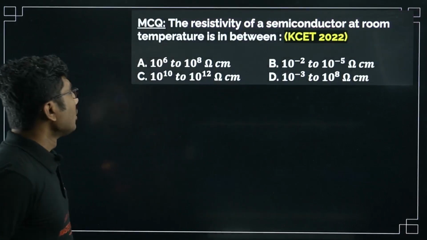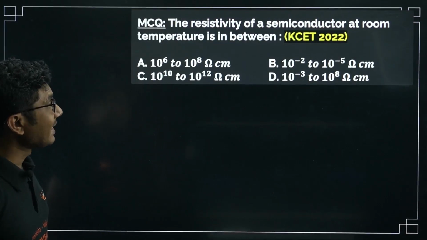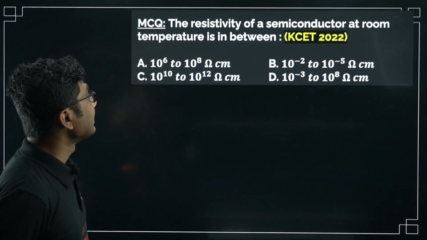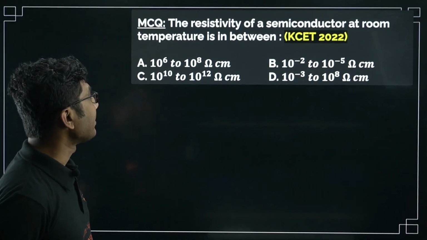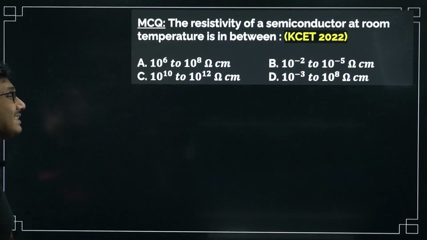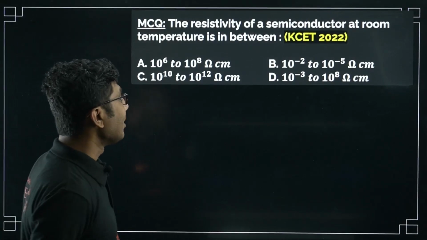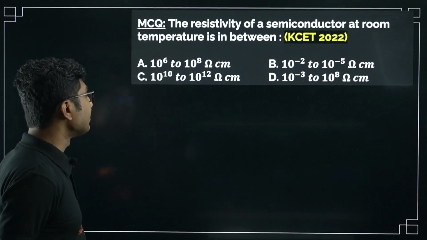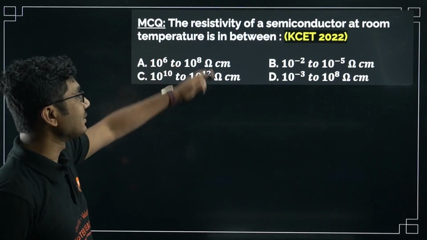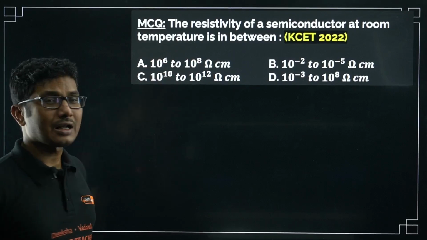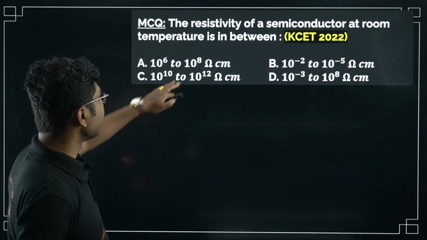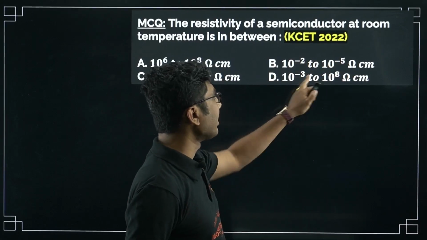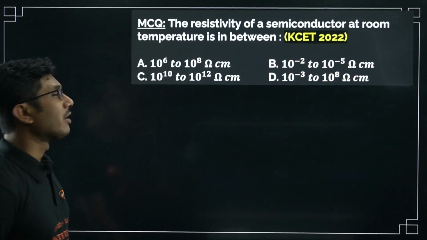So let's see one question from KCET 2022. This type of question is very much expected. The resistivity of a semiconductor at room temperature is between. So they asked for resistivity, not conductivity. One option is 10 to the power of minus 2 to 10 to the power of minus 5, another is 10 to the power of 6 to something higher. If this is very high, it means they are insulators. This is also an insulator. Another option is 10 to the power of minus 2 to 10 to the power of minus 6, or 10 to the power of minus 3 to 10 to the power of 8 ohm meter.